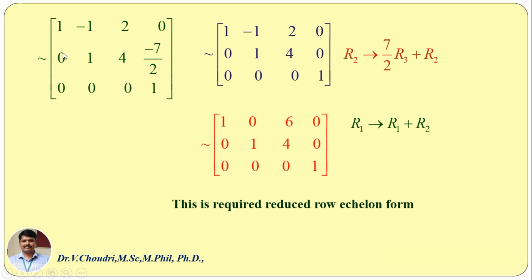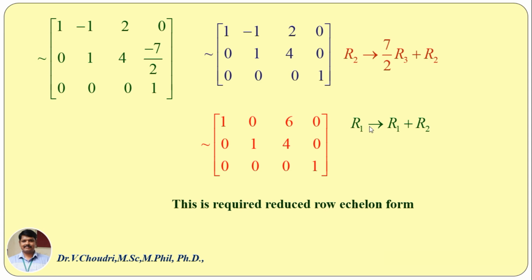One more term: see this second row, second entry 1, below this number 0, above this number minus 1. So that entry minus 1 should be 0. So what to do? 1 plus 0 is 1, minus 1 plus 1 is 0, 2 plus 4 is 6, and 0 minus 1 by 2 is minus 1 by 2. So this 0 becomes a non-zero element. If you use the elementary row transformation, here the answer comes minus 1 by 2.